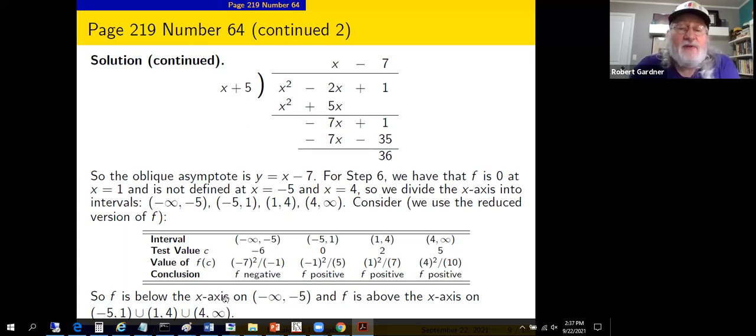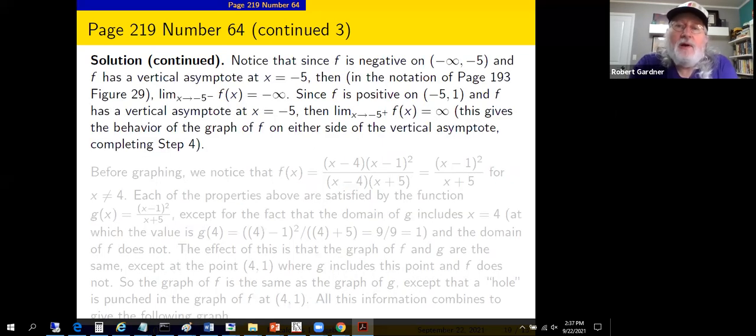But we see f is below the x-axis from -∞ to -5, where it's negative, and it's above the x-axis on these other 3 intervals. So we get above the x-axis on these intervals, and that's sufficient to answer the question that we had, but they wanted a graph. All right, so we'll deal with a graph.